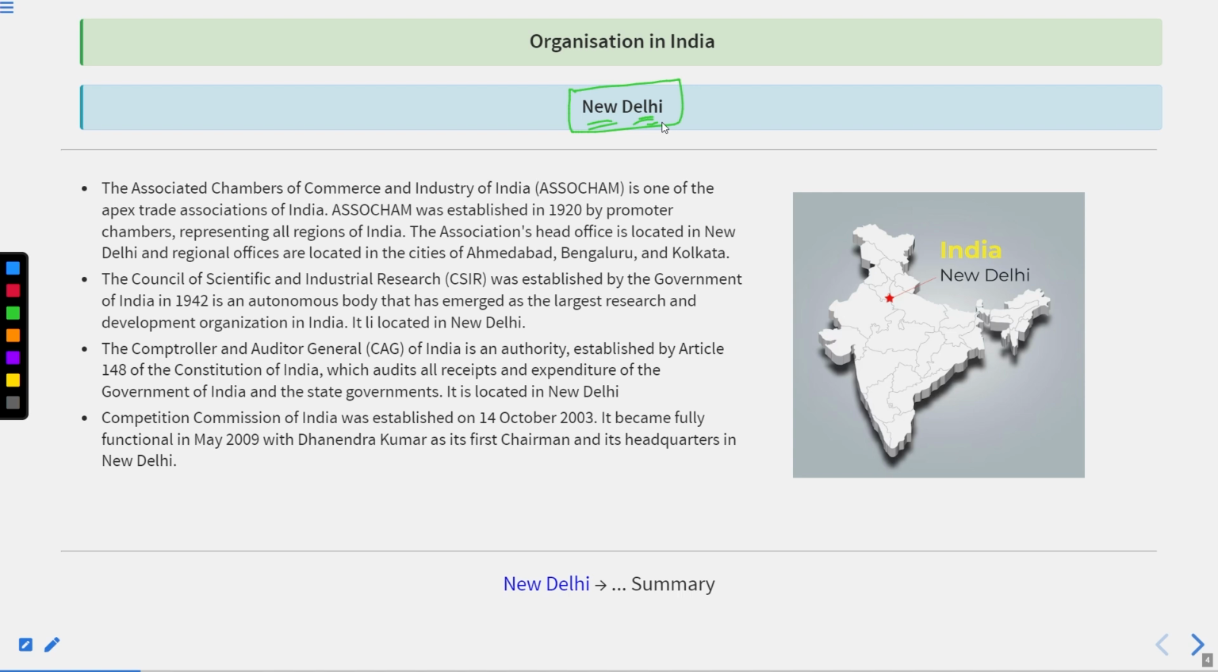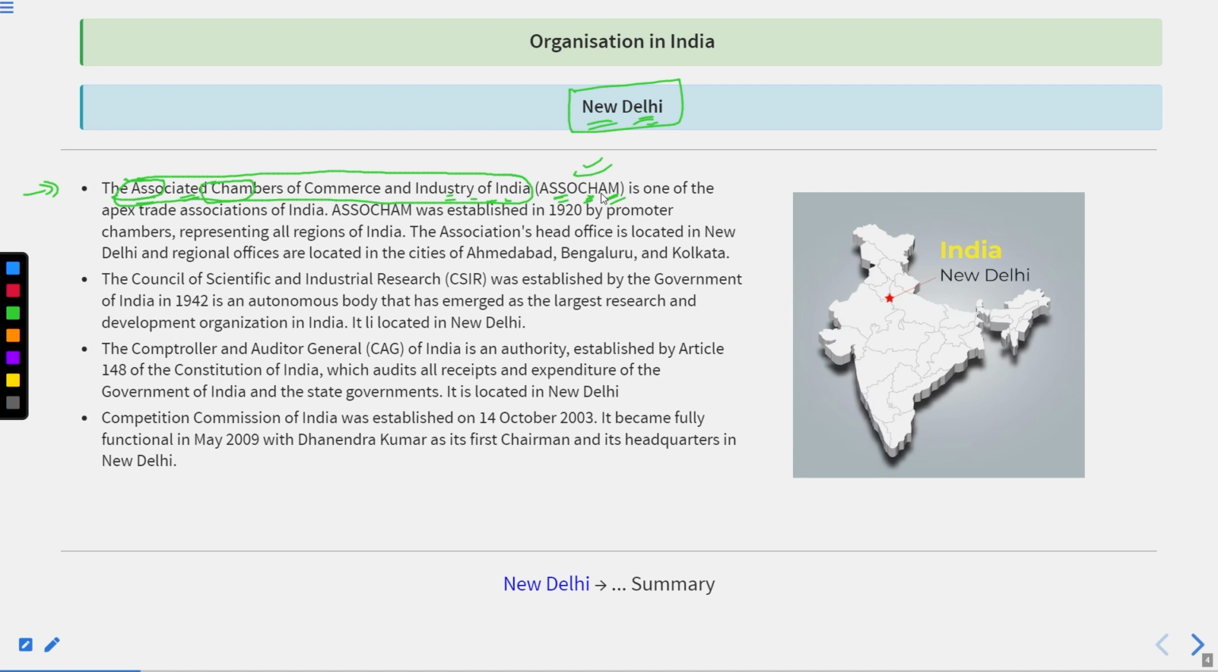The first organization that we have here to discuss is the Associated Chambers of Commerce and Industries of India. If you see the full form and the short form, you will say that there is no resemblance between them. But there is. Associated Chambers of Commerce and Industries means ASSO and CHAM. That has been fulfilled in this short form. ASSOCHAM.